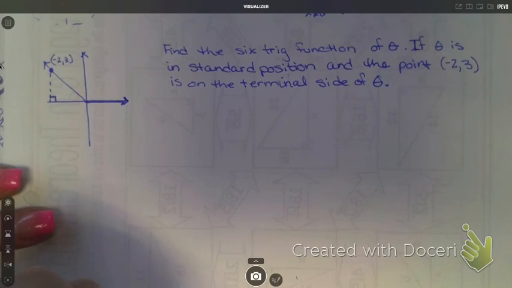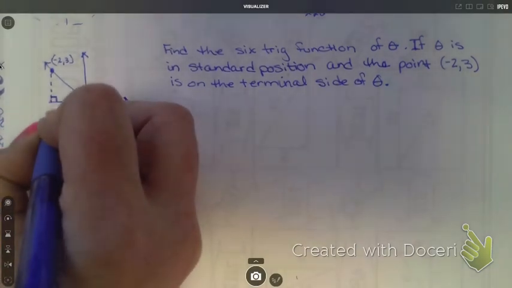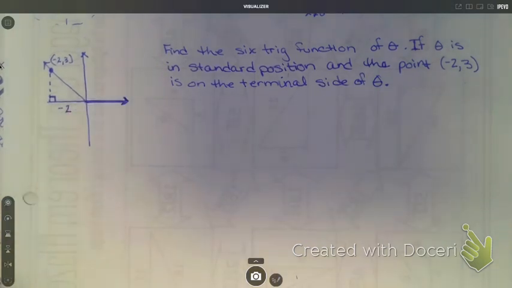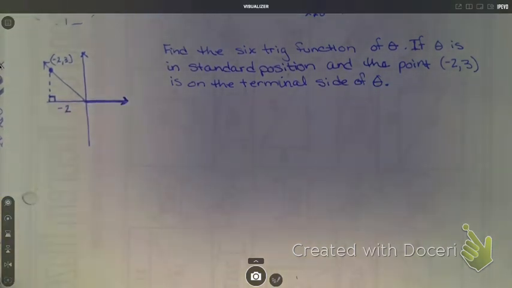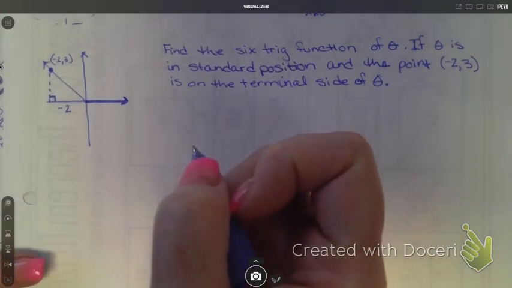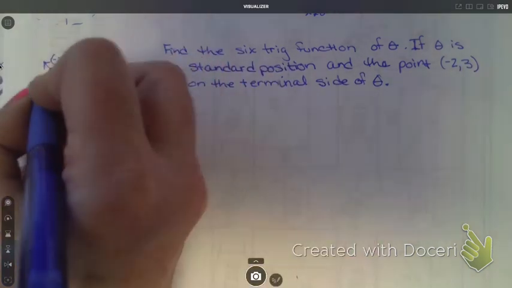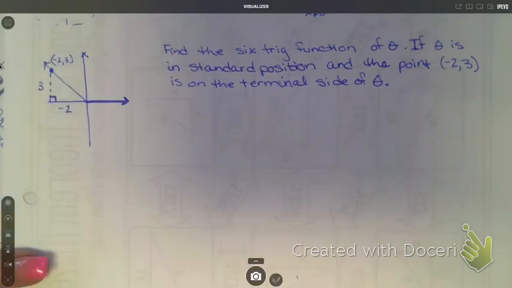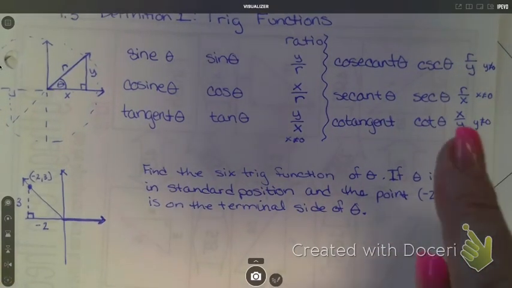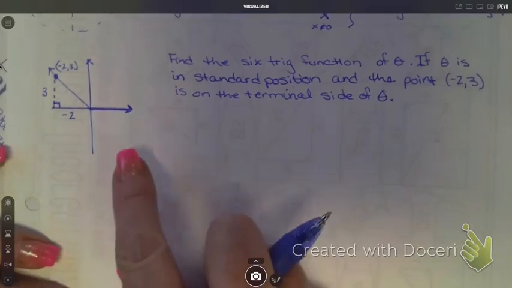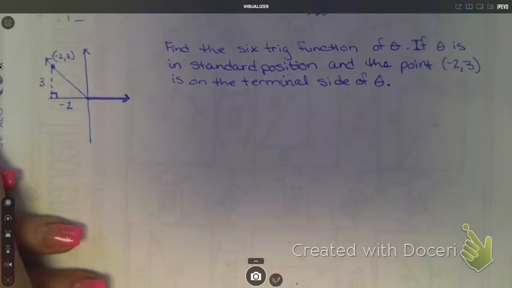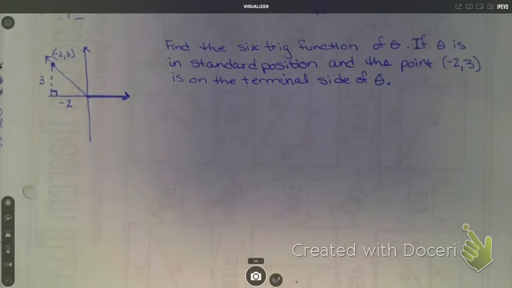The x is -2. Now, really, can the length of a side of a triangle be negative? No, but we're in the coordinate plane, so it can be negative. When I take it out of the coordinate plane, it can't be negative. What else do I know? The y is 3. In all of these, I need x, y, and r. Can I find r? Yes.